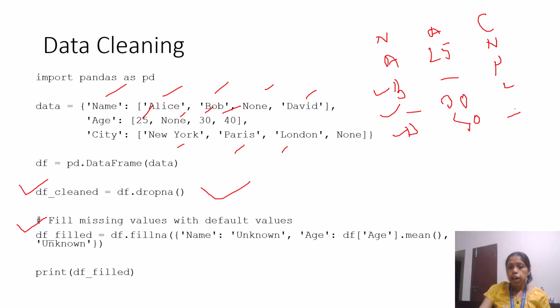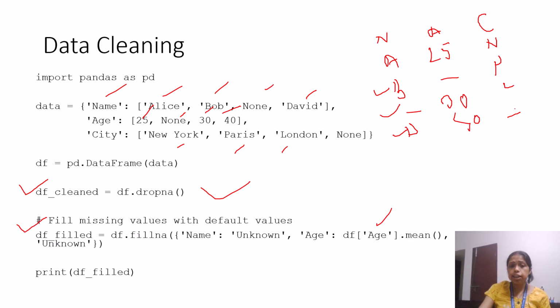Name colon unknown. Age colon df within bracket age dot mean. That means I am taking the mean of the age, and that mean I am putting into the blank space. That means the age column I am filling with the mean of all the ages. For that column, I am calling dot mean, so I am doing the mean operation and putting the value for the corresponding blank space.